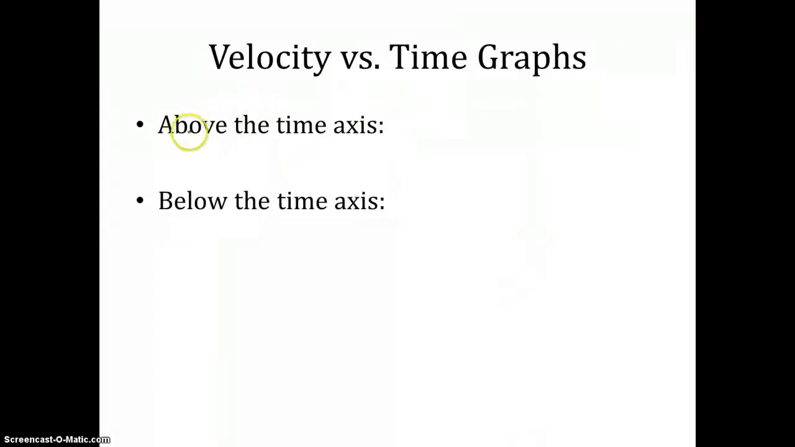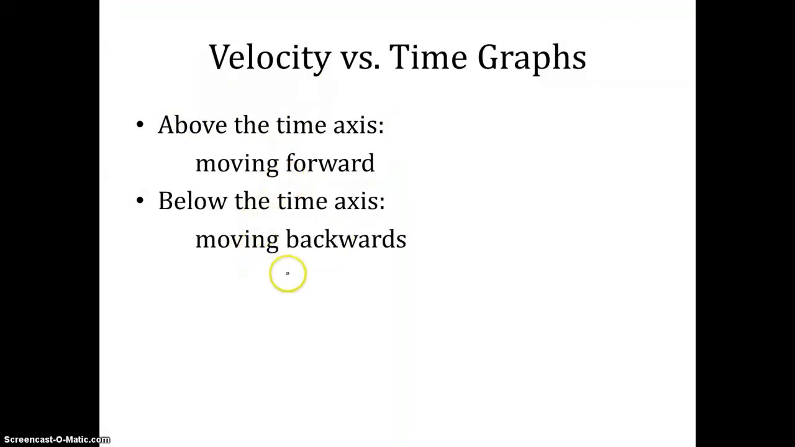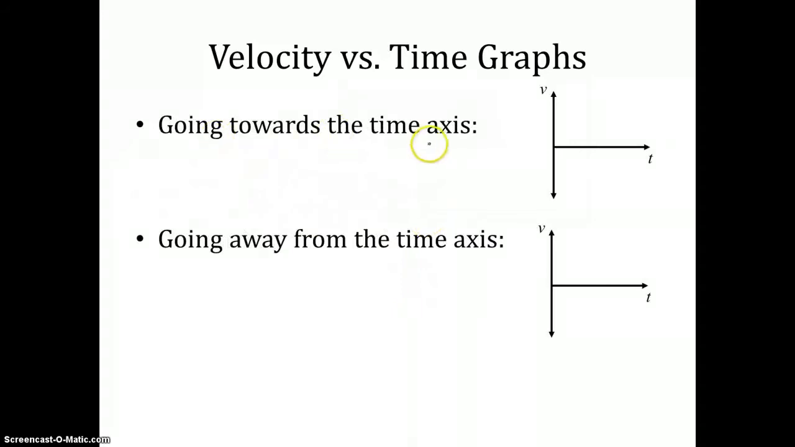Velocity versus time graphs. Above the time axis means moving forward. Below the time axis means moving backwards. Going towards the time axis means slowing down. So going towards the time axis looks like this, or it could look like this. From the last rule, below the t-axis, this guy's going backwards, this guy's going forwards, but they're both slowing down.